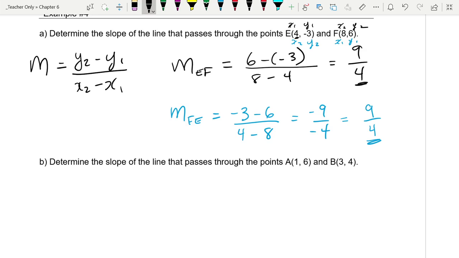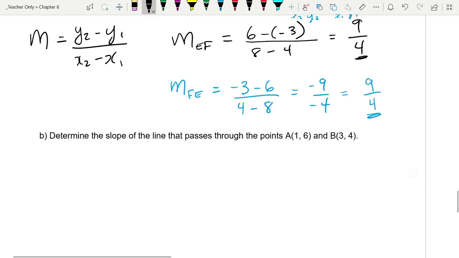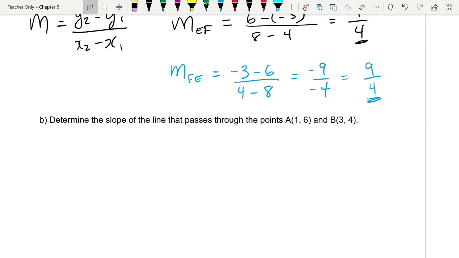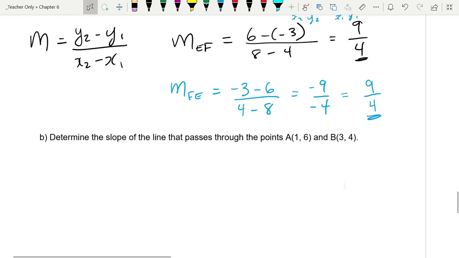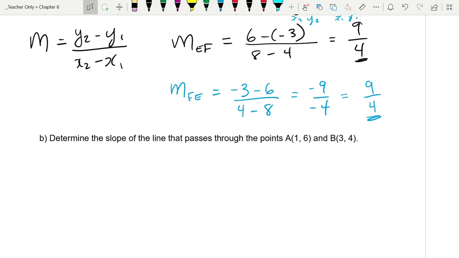All right, your turn to try the formula. Determine the slope of the line that passes through A and B. And I don't care which one you call the first point or the second point. I don't care if you find slope AB or slope BA, they should be the same thing. But I'll give you a sec to try it yourself. See if you can get the formula to work for you. And yes, I want the final answer as a fraction unless it turns out to be a whole integer. Give it a try.